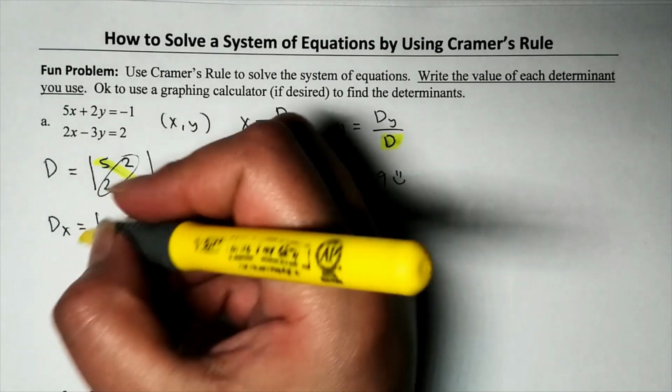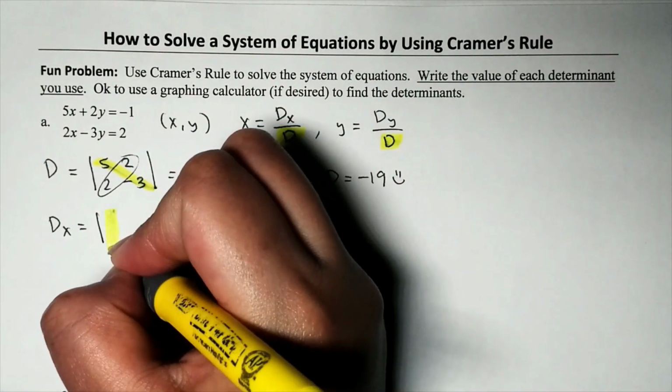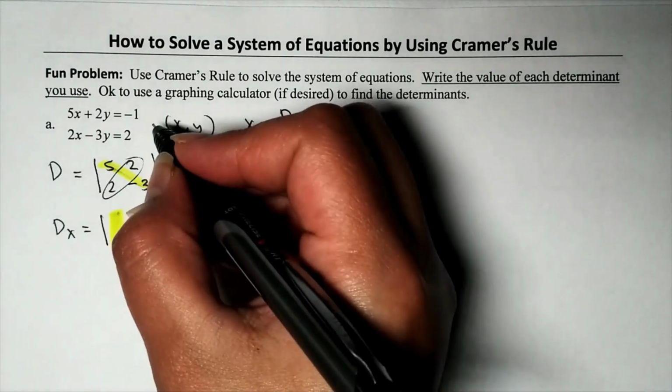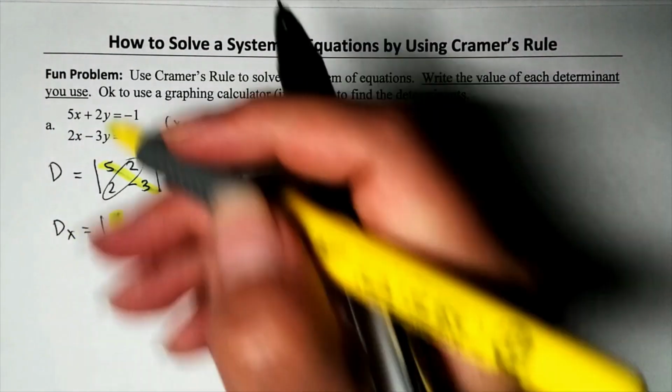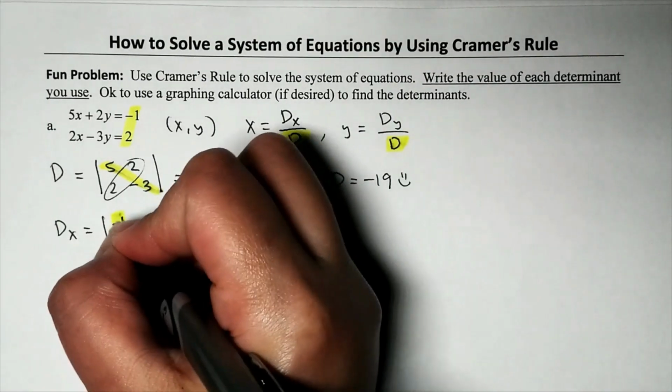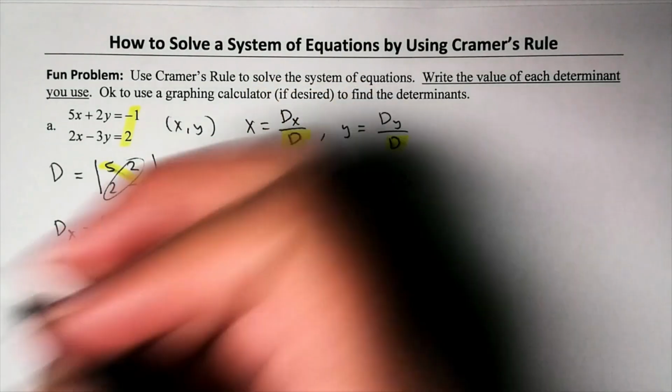So what I like to do is use a highlighter on whatever I'm replacing. Yeah, that didn't look so nice. So we're going to replace the x column values with the answer column values. In this case, the answer column values are -1, 2. Okay, -1, 2, and then the y stays the same.